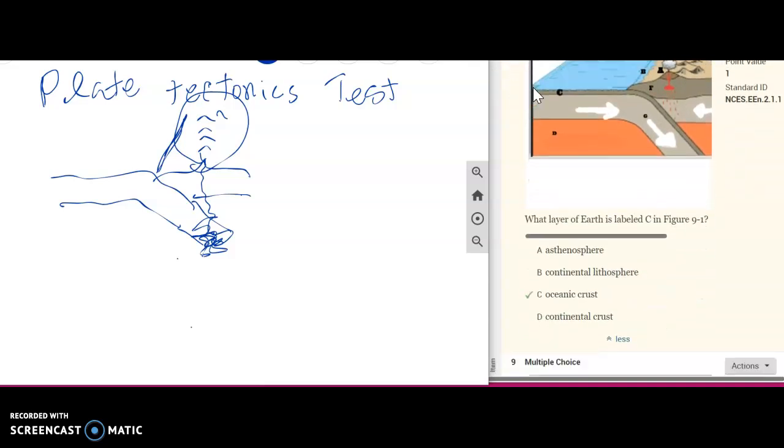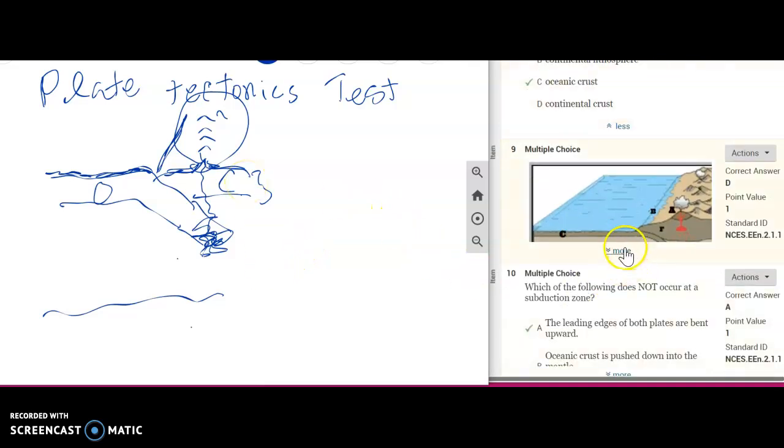Number 8 is saying which layer is C, and that's really, really easy. We've already labeled these. This one is oceanic, this one is continental, and it's asking you about C, and C is right here on top of oceanic lithosphere, which would be the crust, the oceanic crust. Now the asthenosphere, A wouldn't be right because the asthenosphere is down here. Continental lithosphere is over here, and your oceanic crust is here. Your continental crust would be over here. The crust would be right here on top of your continental side. So the correct answer there is C.